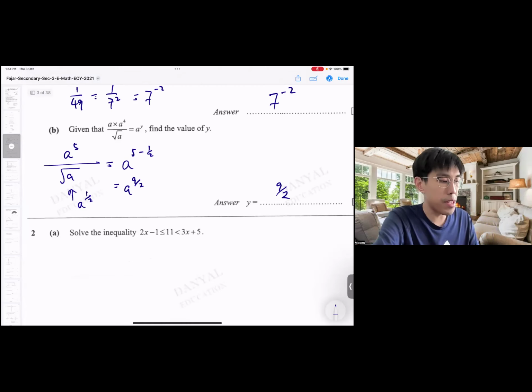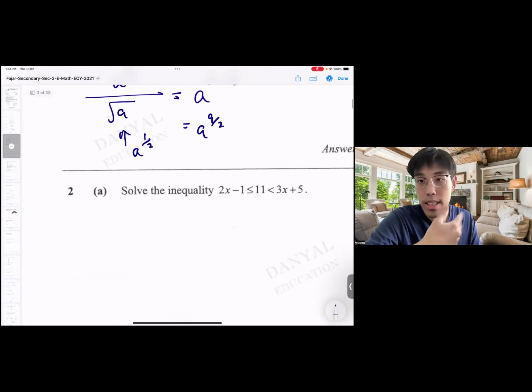So that is for indices. Okay, question 2. Once again, I'd like to remind you guys, if you need any help or are struggling or need more time to process a specific question, you can either pause the video or slow down the playback. I won't really slow down just to explain certain things.